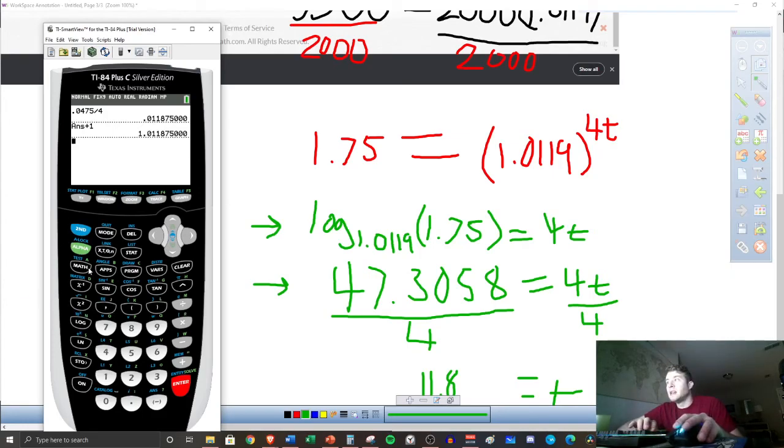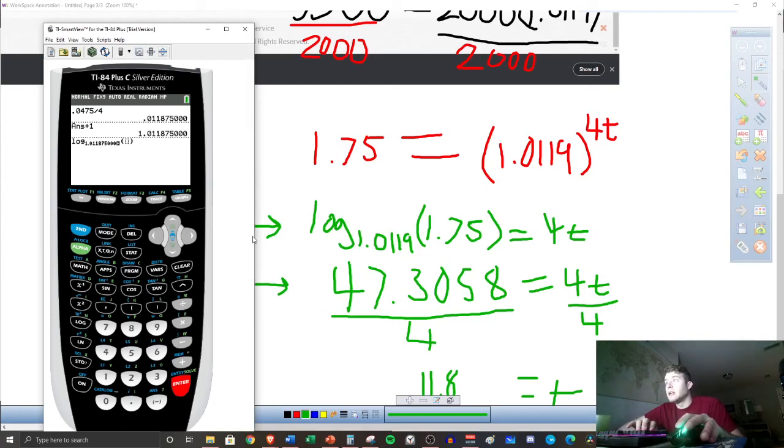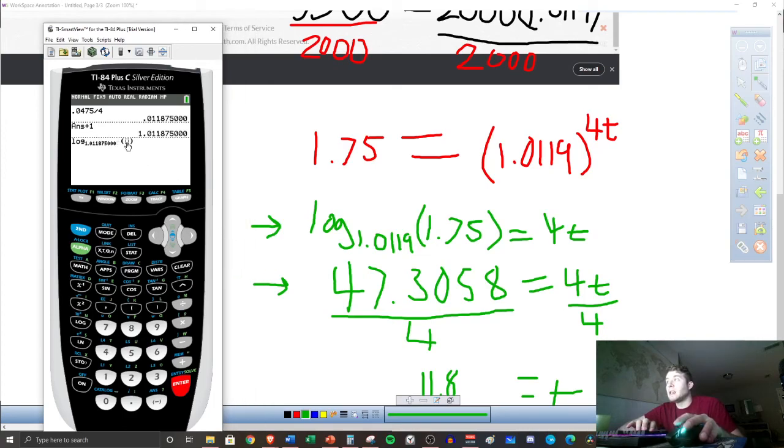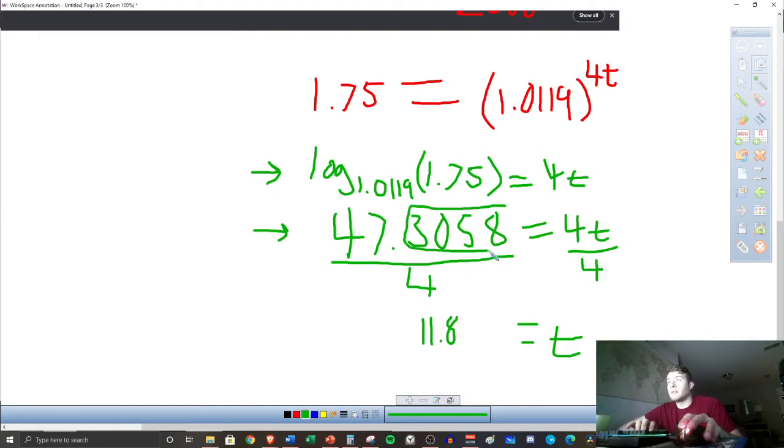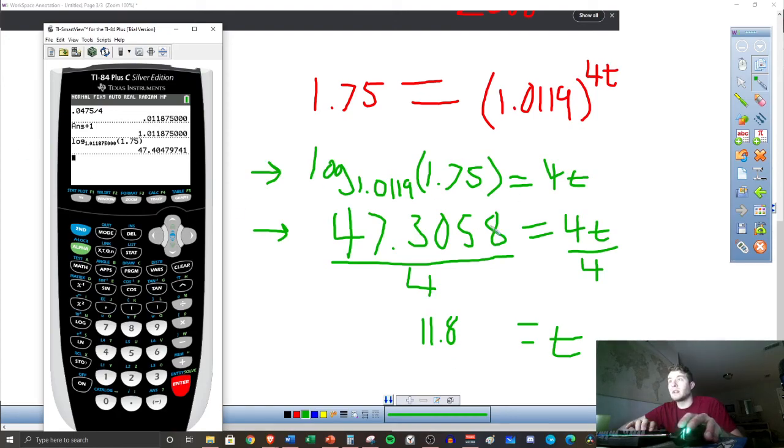If you press math, go to the log base. The same thing for Inspires, by the way. Right here, we can go back up and copy that value in like that. That's pretty handy that it's able to do that. And then we're going to type in the 1.75 here, and we get 47.404, which is a little bit different than what we'd originally gotten. Quite a bit different. Look at the difference between these decimals and the ones that we got on the calculator. That's what's causing the error.